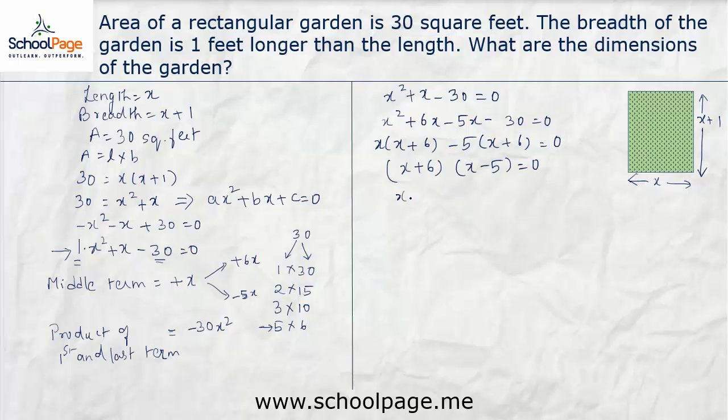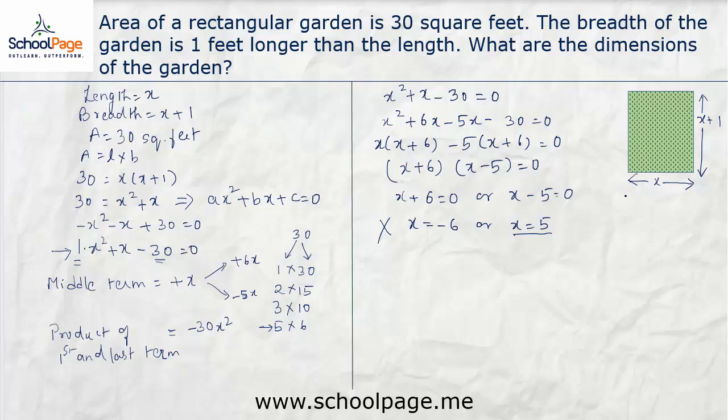That means x plus 6 equal to 0 or x minus 5 equal to 0, so x is equal to minus 6 or x is equal to 5. We have to neglect the negative root as we know that the dimensions of the garden cannot be negative. Let us take the positive root, x is equal to 5.